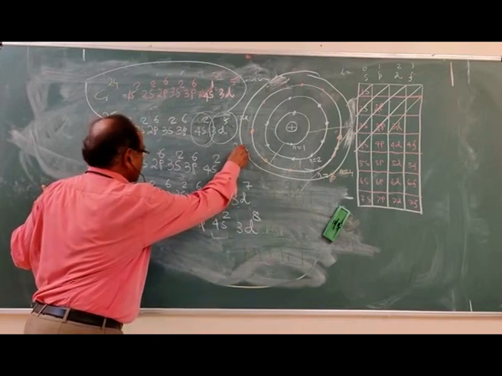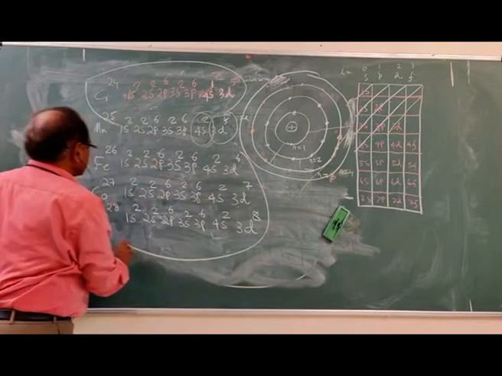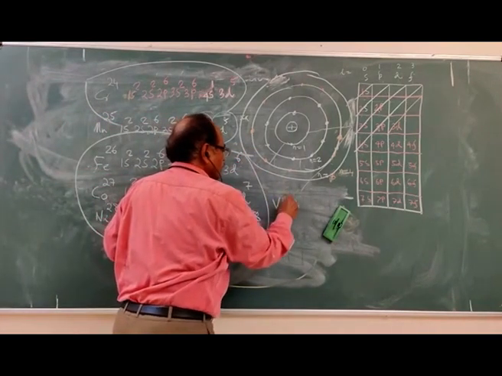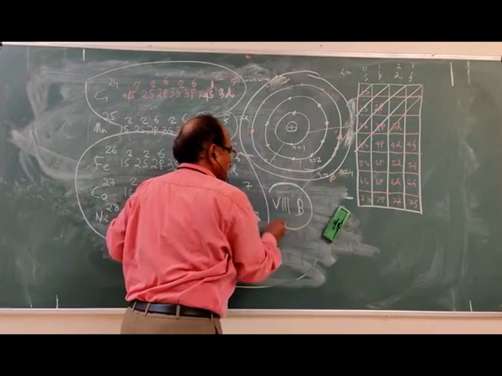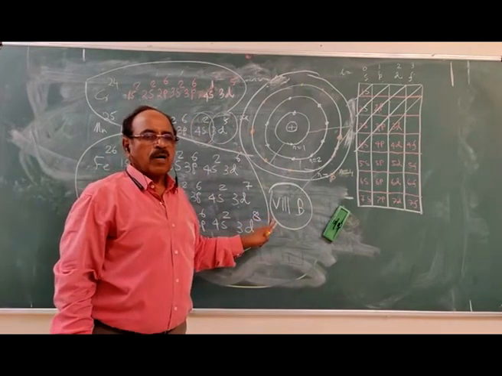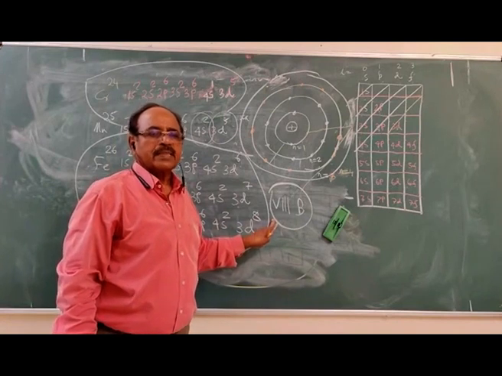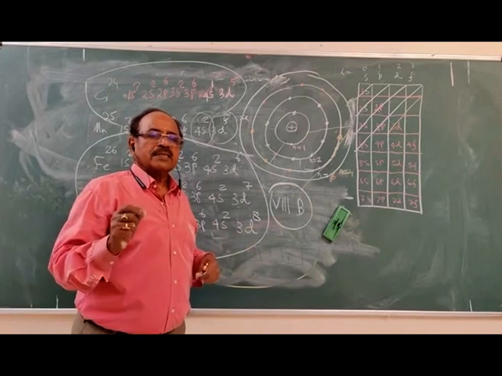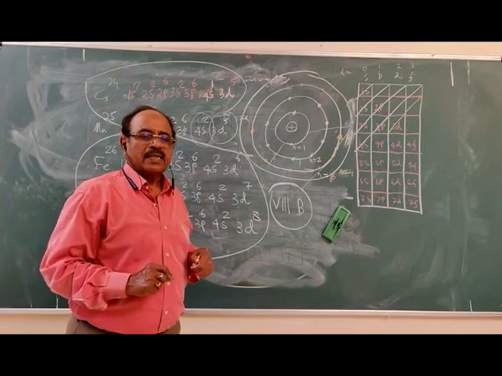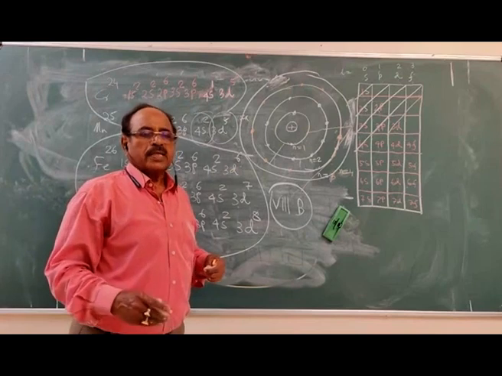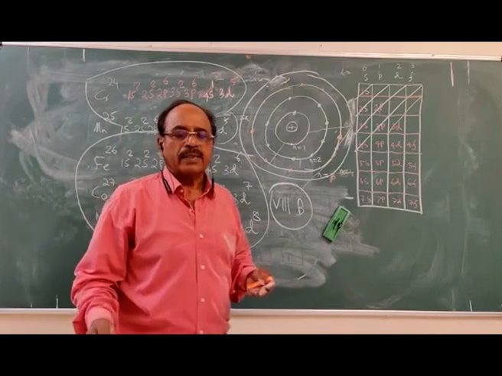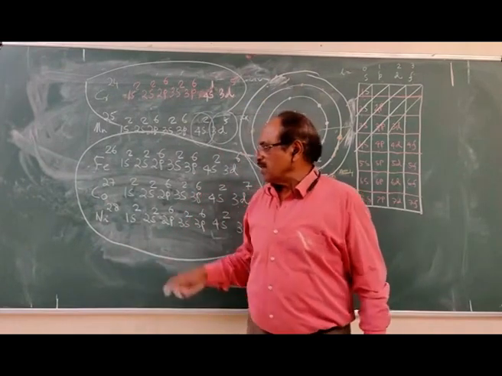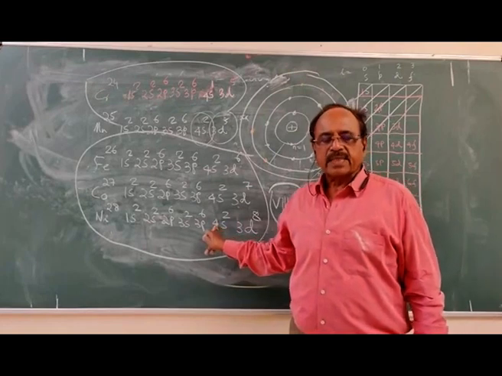So these three elements, iron, cobalt, nickel, are placed in the 8th B subgroup of the modern periodic table, because they exhibit similar physical and chemical properties. They occur almost in the same ores. The ore of iron, you will have the ore of cobalt, ore of nickel. So these elements are called triads.